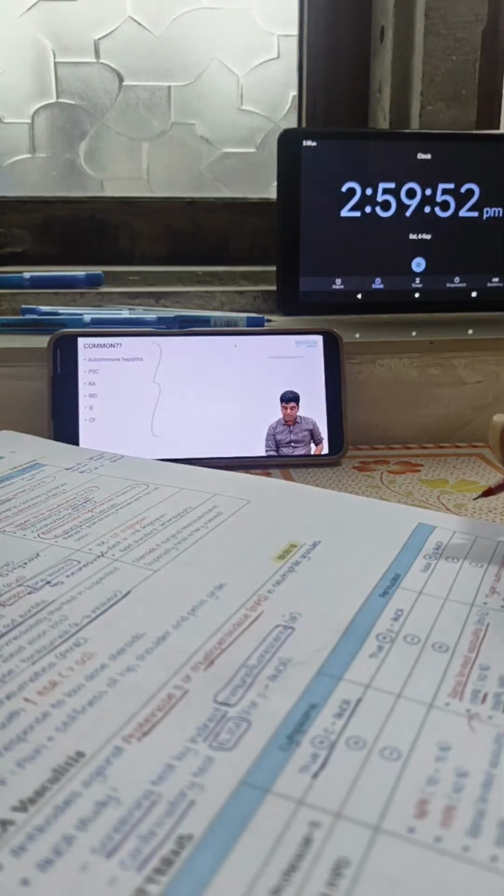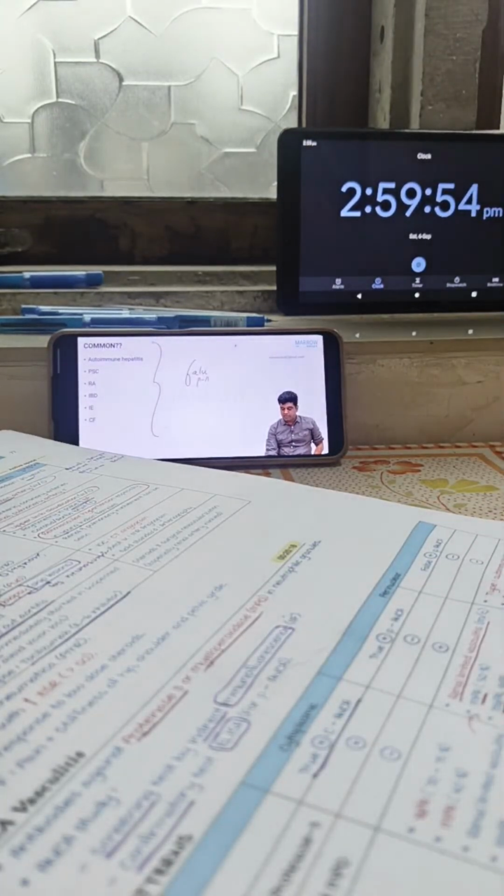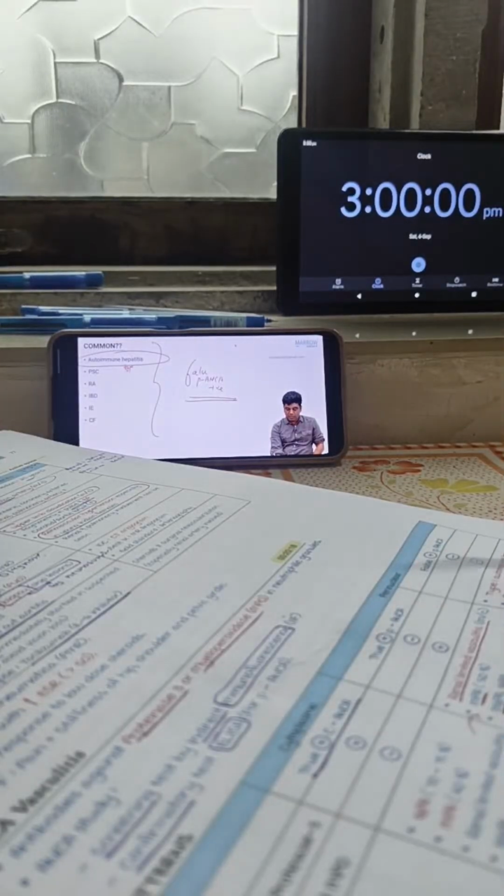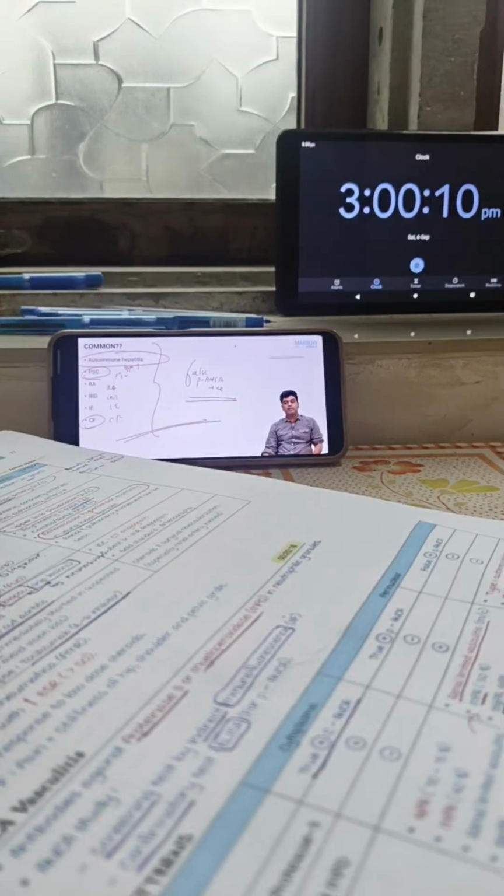Okay, false p-ANCA positivity. False p-ANCA positivity can be seen in all these conditions. Very, very, very important. False p-ANCA positive can be seen in all these conditions, of which autoimmune hepatitis has been asked in the exam. It is type 1 autoimmune hepatitis. Primary sclerosing cholangitis has been asked in the exam, RA, IBD, infective endocarditis, cystic fibrosis. Cystic fibrosis also has been asked in the exam. They are all conditions where we get a false p-ANCA positivity.